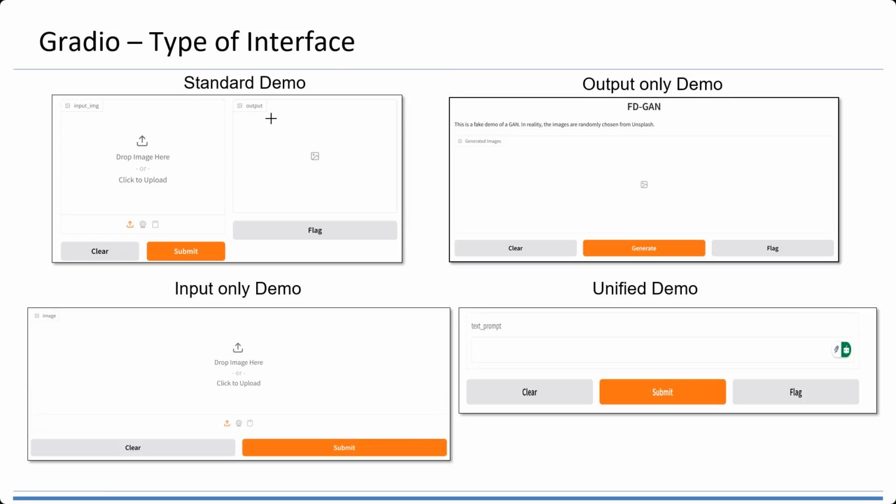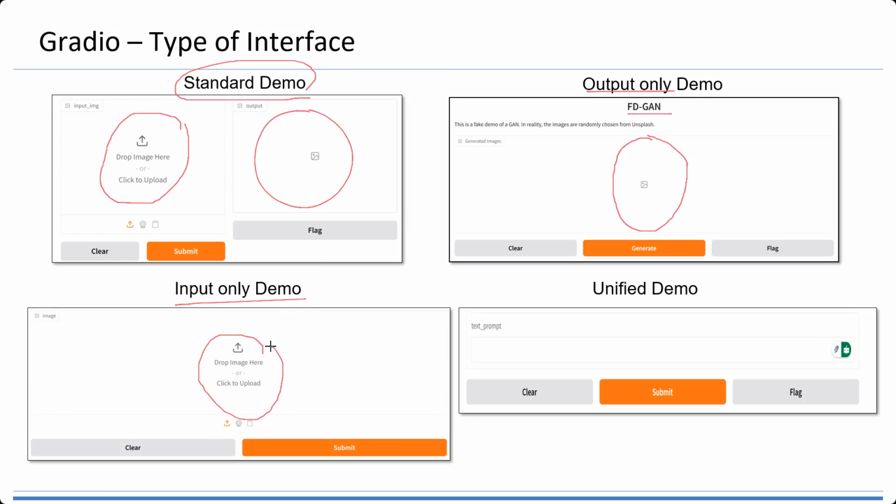This is the example given by the Gradio. If you are using the standard demo, you have input, you have output. If you have only the output only demo, then you just have one section. This is the output. Maybe this is only to show the result from image. Input only. Let's say you need to upload an image. So this is only an input. Or the unified demo. In the unified demo, the input and output will be the same.